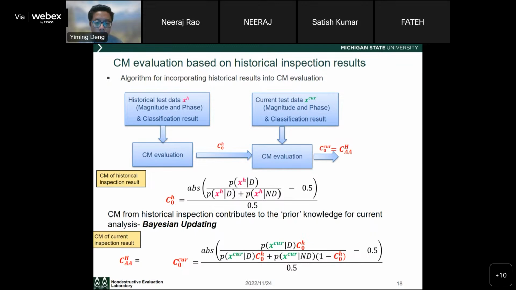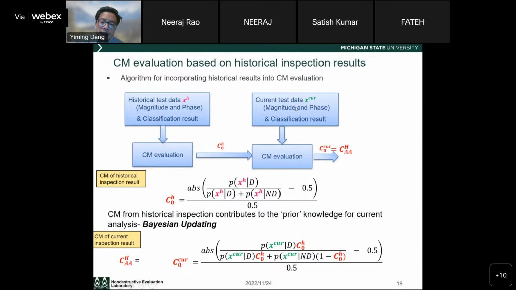When I have a historical data set XH, it can be magnetic phase or any form, but it's better that you are dealing with the same physical measurement. Then you can have your CM evaluation by knowing this XH. Using the same approach, you see the same simplified equation here. This term is the Bayes theorem, the posterior probability calculation. By omitting the prior probability here and normalizing, you get your C0H coming from historic data.